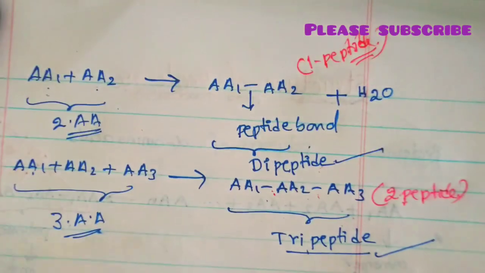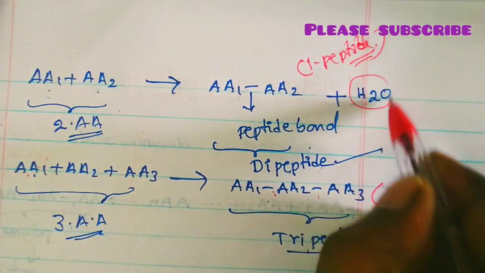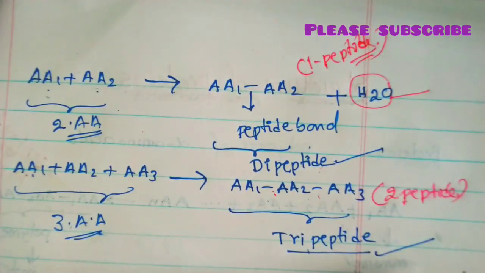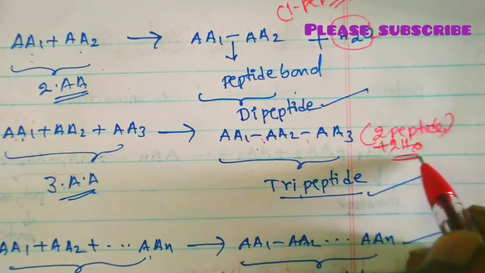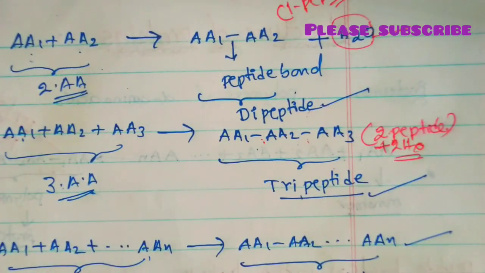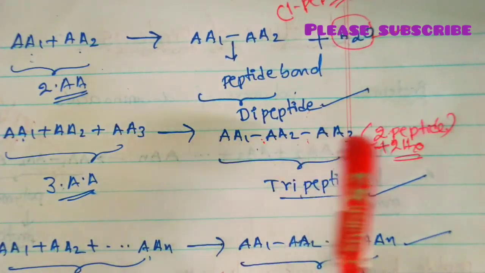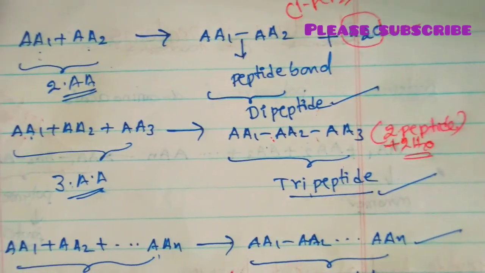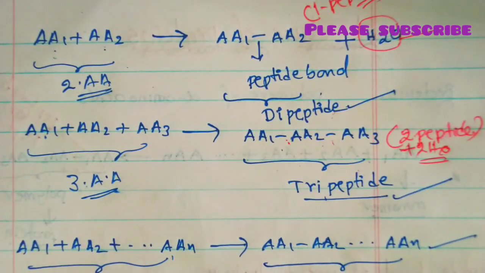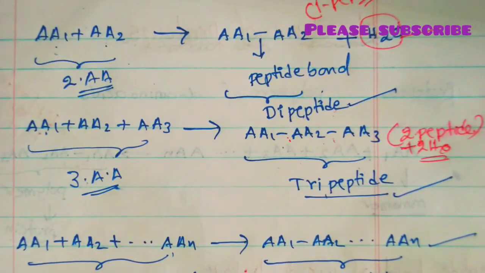Here also water molecules. In case of a dipeptide, only one water molecule. In case of a tripeptide, how many water molecules? You have to remove 2 water molecules based on the peptide linkages only. Two peptide linkages means 2 water molecules. Three peptide linkages means 3 water molecules you have to eliminate. So this is about the structure of the proteins.